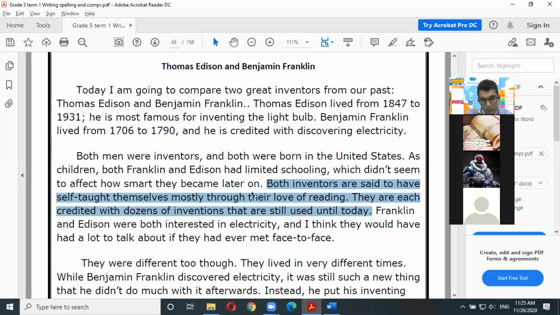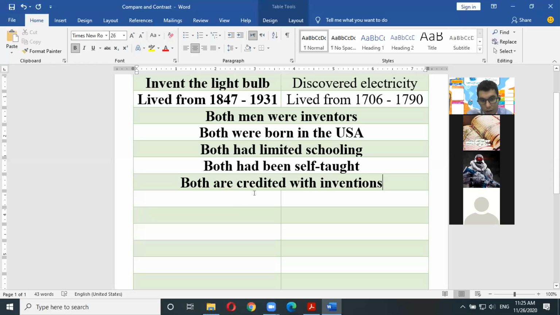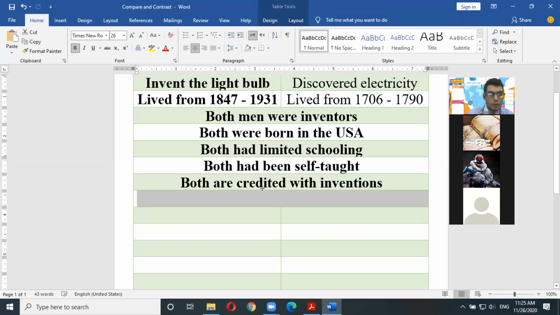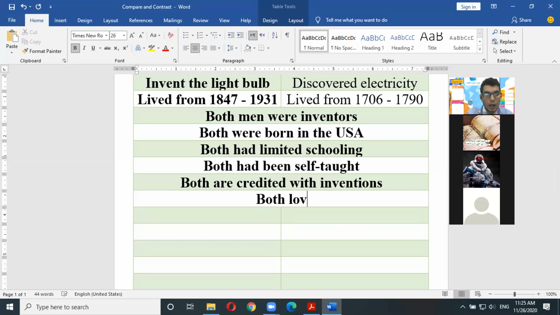Yes. What else? There's nothing. Yeah, I see. Themselves mostly through their love of reading. They both love reading. Amazing, Asir. Very good inferring. Both love reading. Amazing. Really amazing.